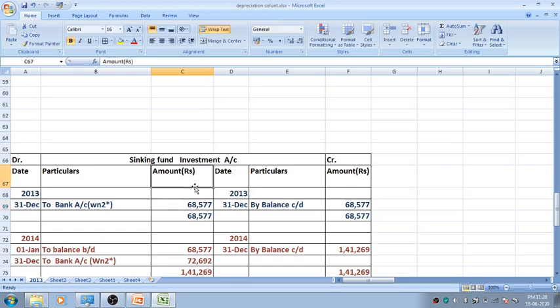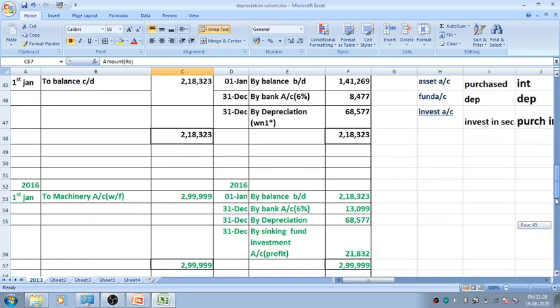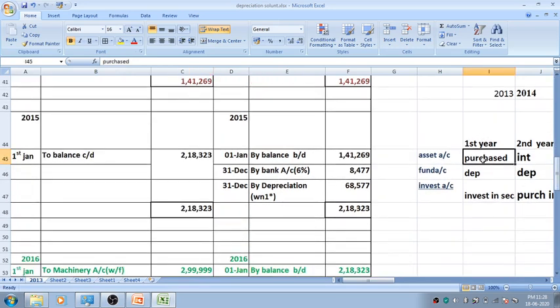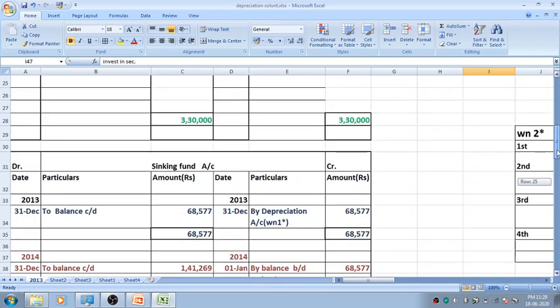That is 68,577. So this ends up the journal entry for the first year. In the first year we have recorded purchase, we have recorded depreciation and we have recorded investment. We have made investment entry. Now it's time to close the account.